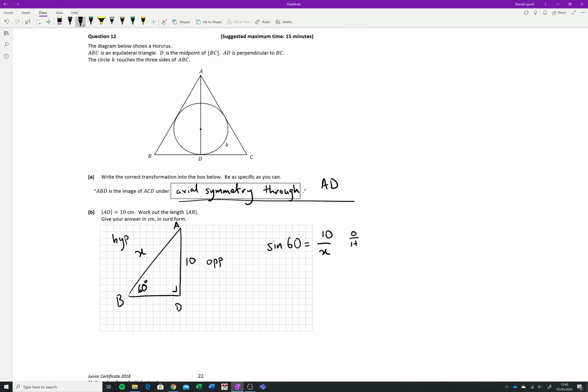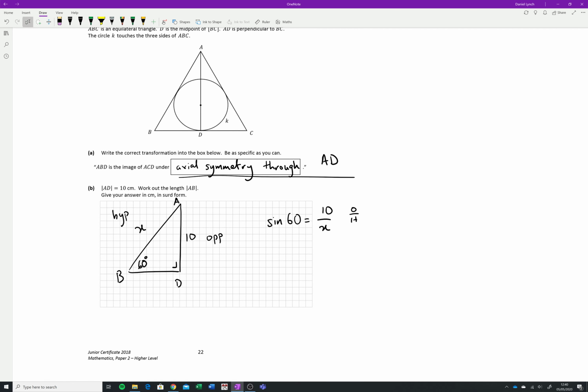I like this as an example, because this is the more difficult one. The x is on the bottom. You know, what do you do to solve this? So if x is on the bottom, what you want to do to get it off the bottom is you want to multiply both sides by x. The left hand side becomes x sine 60, and the right hand side, if you really want to show it, is 10 over x times x, that's just 10. So we just get x sine 60 equals 10.